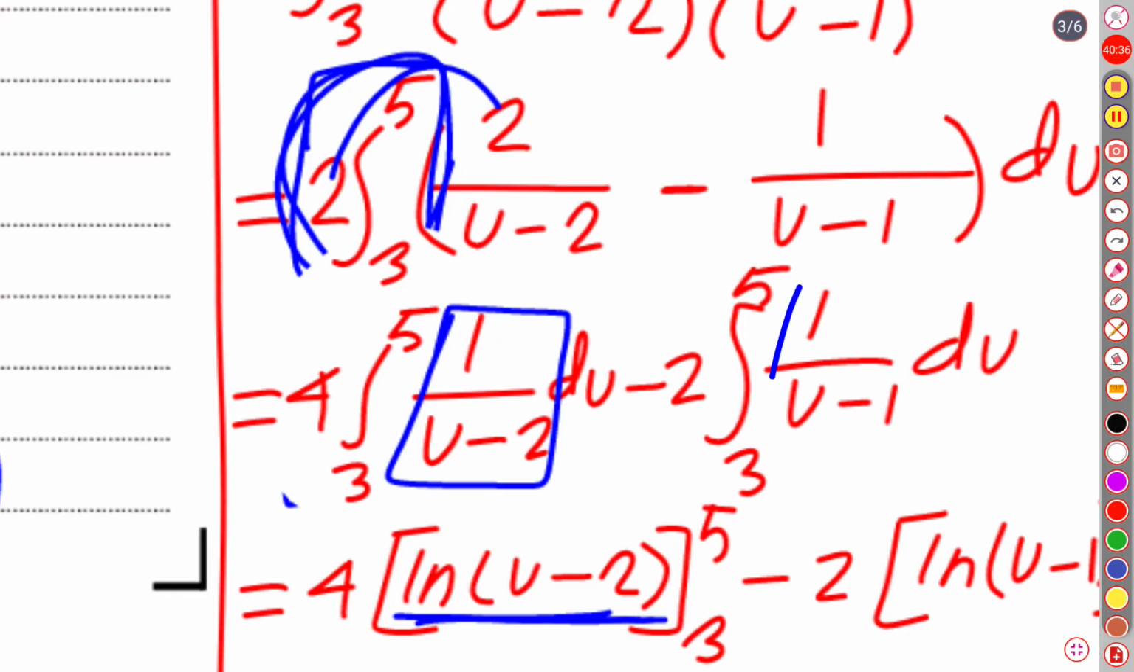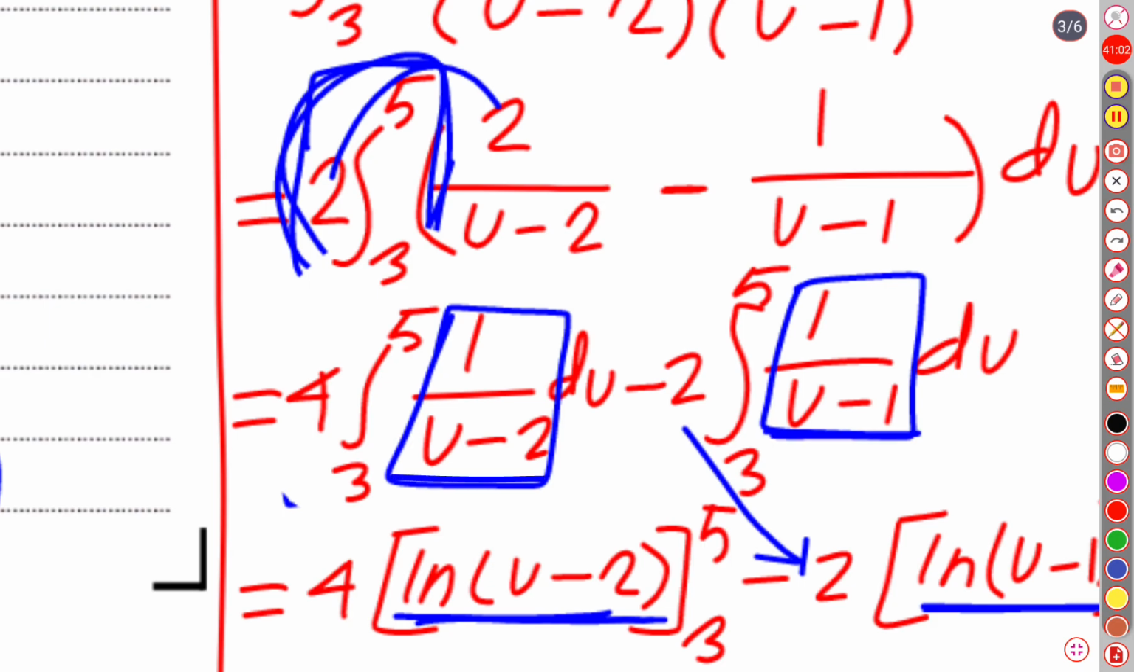Same goes here also, this is 1 over, suppose this is the numerator, instead of x the function is u minus 1. So 1 over u minus 1 is equal to, this 2 is unchanged, then ln u minus 1. So the integral of 1 over x is equal to ln x. Instead of x we have substituted u minus 1 and u minus 2, and this 2 and this 4 are unchanged.